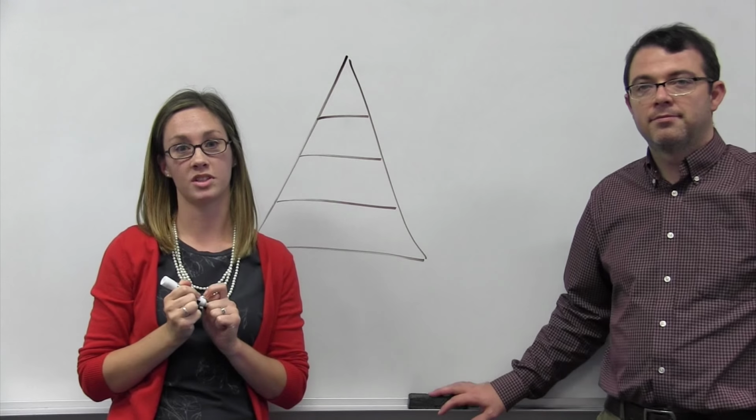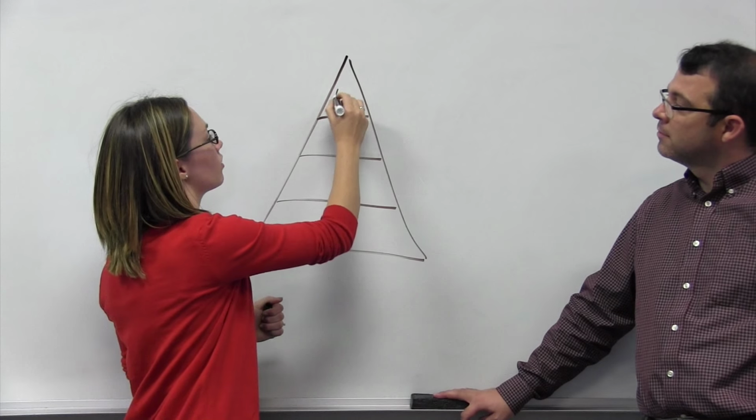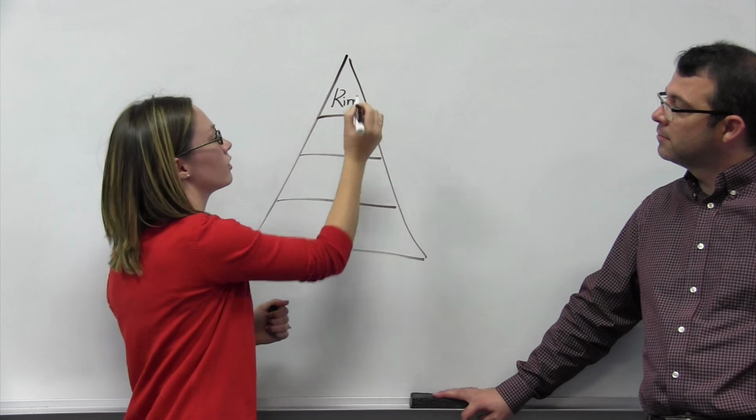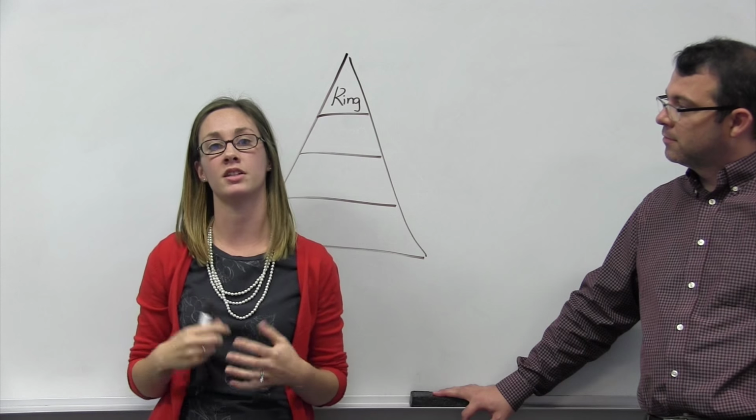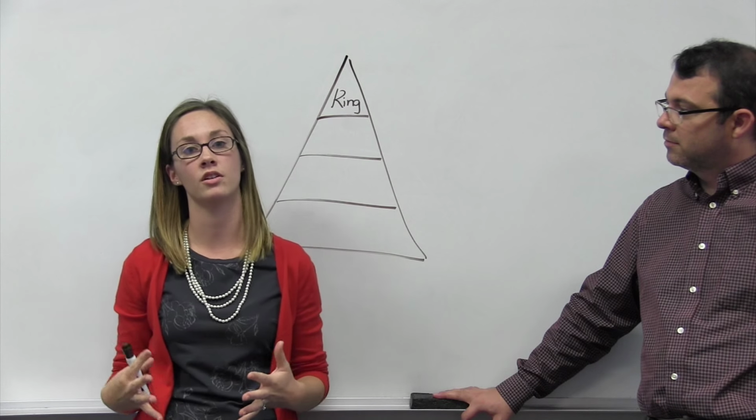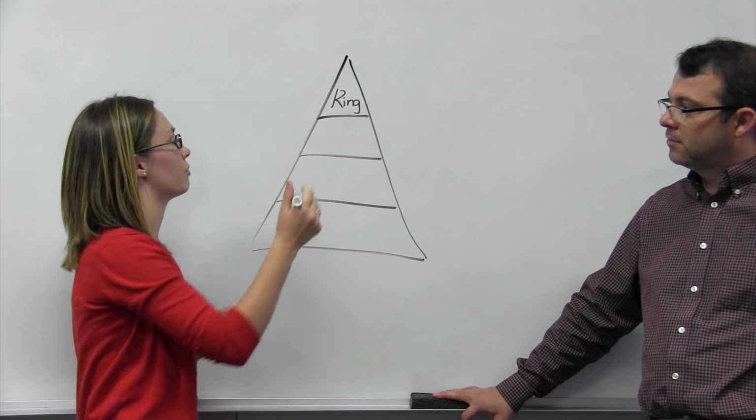At the very top was the king. He was the ultimate ruler. He owned all the land, but he needed somebody to take care of that land for him and to manage it. So underneath the king were the barons.